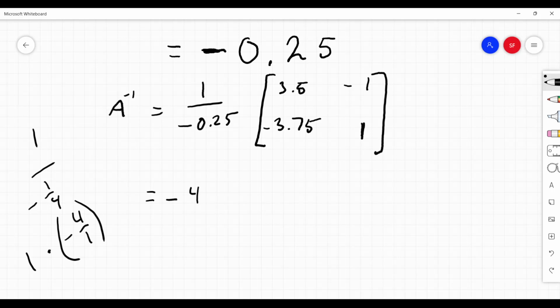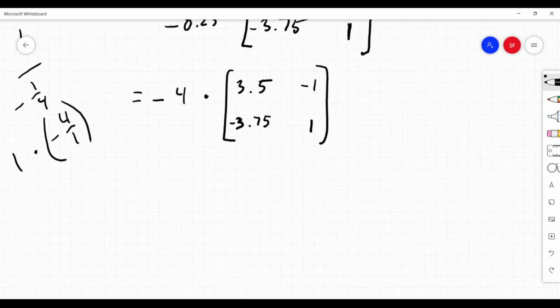Did you get -4 when you punched it? I got 0.14. Just 1 divided by negative 0.25 is all you're doing. Yeah, I got -4. Good. This should be -4, right? Yes, it should be -4.